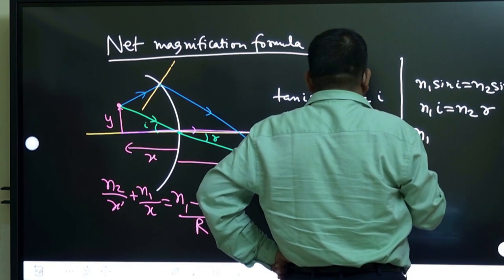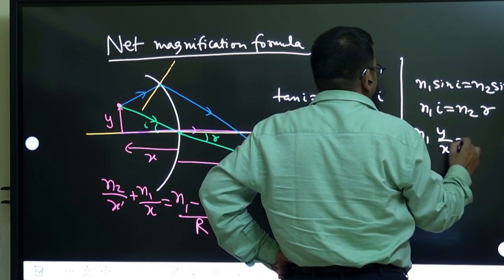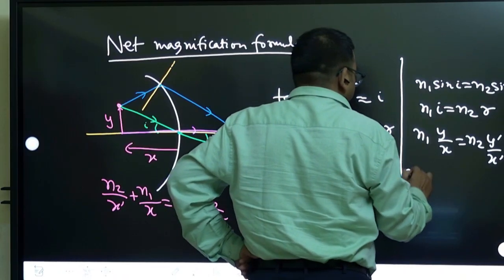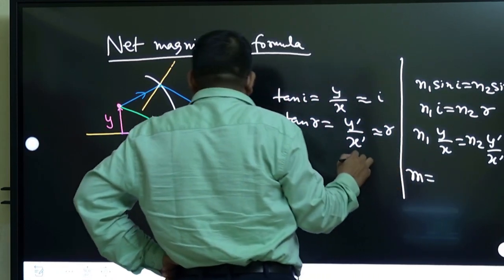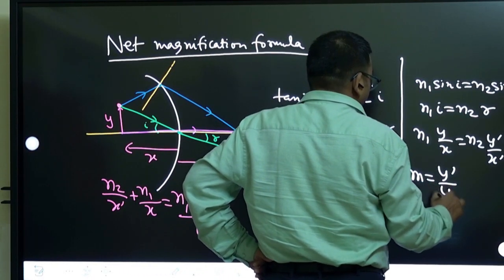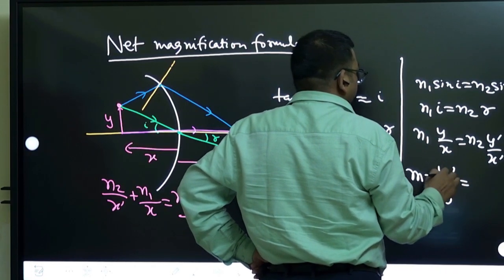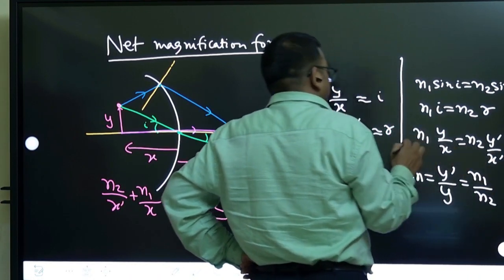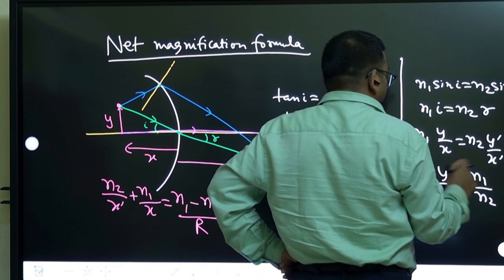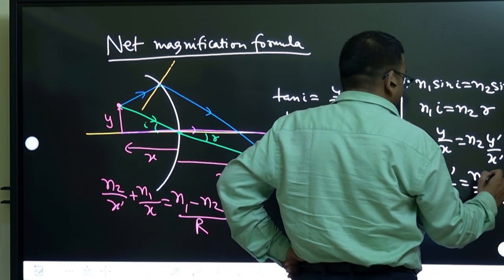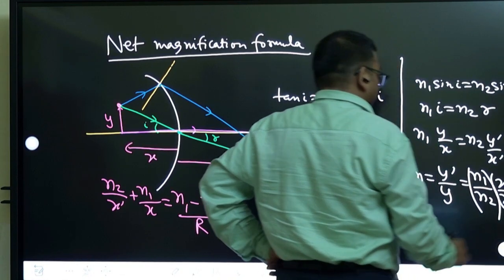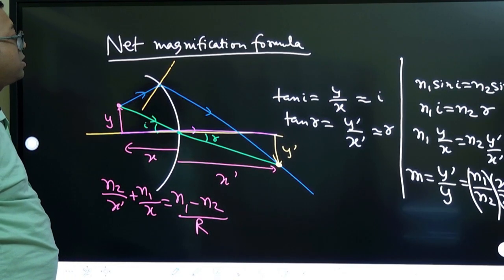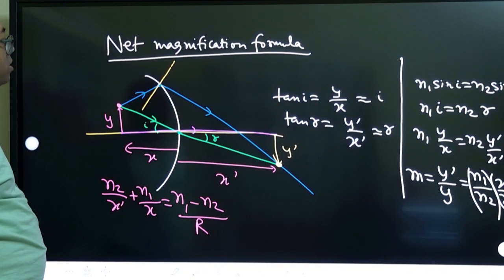So now let us substitute i. i has become y by x, and r has become y dash by x dash. So here, let us define lateral magnification as y dash by y. Lateral magnification, y dash by y. So y dash by y is coming as n1 by n2 into x dash by x. This is an important idea which we are getting, isn't it? And 1 by n2 x dash by x, isn't it?